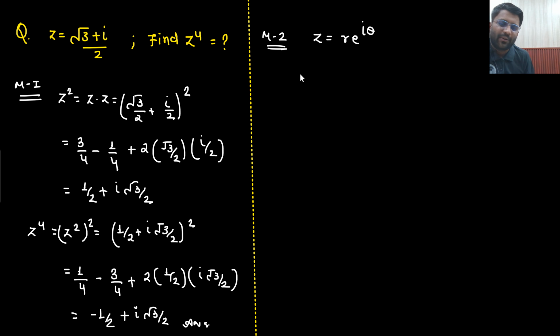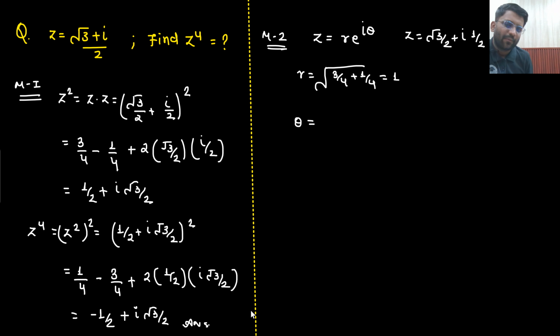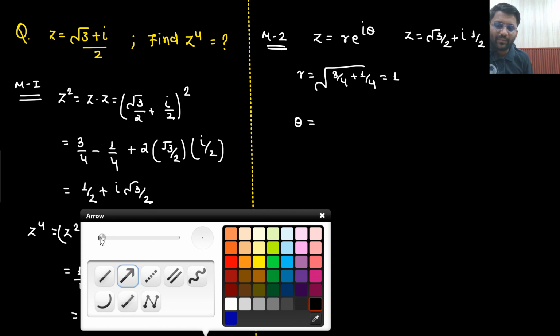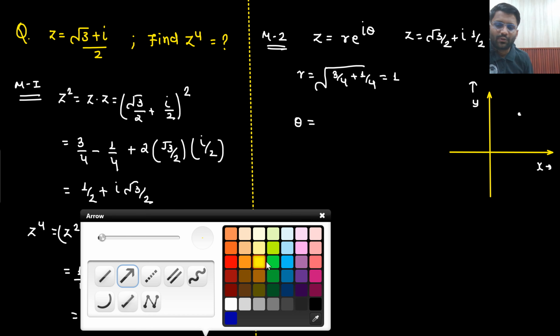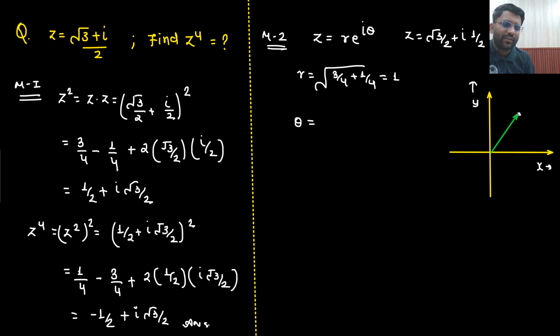What is r? r is the magnitude. So what is the magnitude of this number? The number is root 3 by 2 plus iota 1 by 2. Root 3 by 2 square would be 3 by 4, plus 1 by 4. So the magnitude is 1. What about the angle? On the x axis root 3 by 2, on the y axis 1 by 2. So where will you reach? Here you will reach. What is the angle? The angle made with the positive x axis.